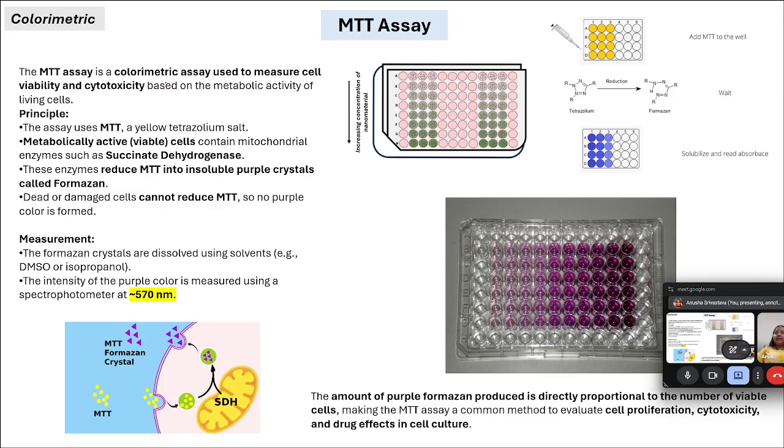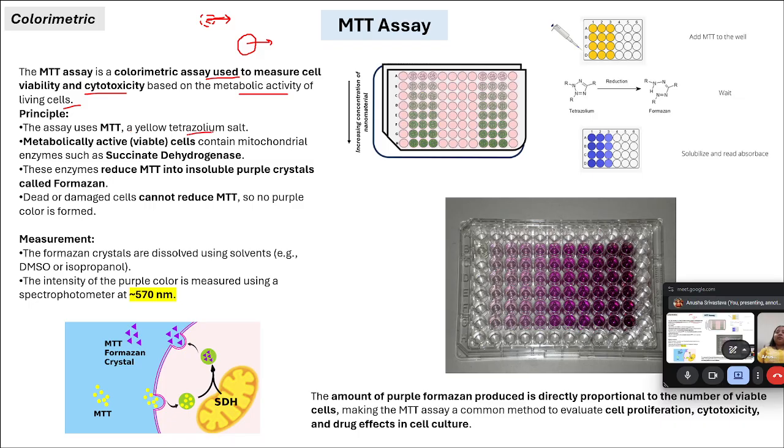So, the MTT assay is a colorimetric assay used to measure cell viability and cytotoxicity based on the metabolic activity of living cells. So, this one is based on the metabolic activity. The previous one that we were talking about was basically like if the cell membrane is compromised or damaged, the dye would penetrate. Now, this one is based on the metabolic activity, because the metabolic activity of live cells would be different from that of a dead cell. Now it is based on this particular principle.